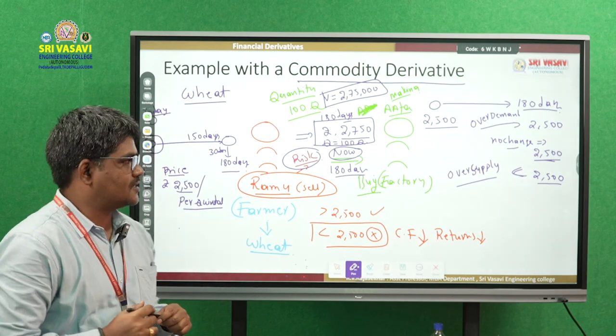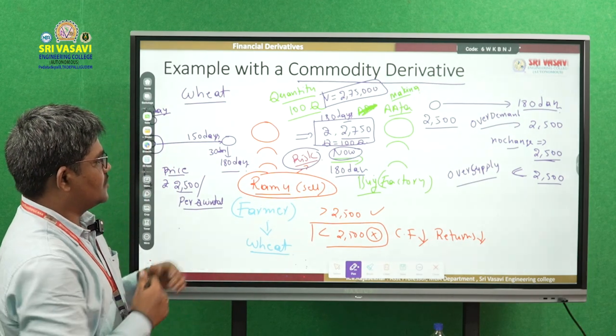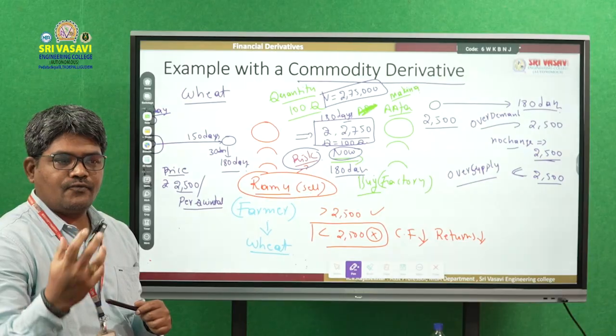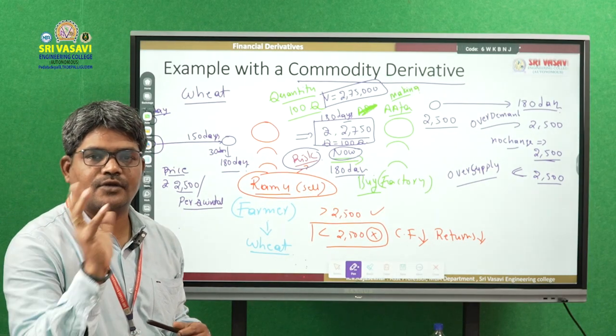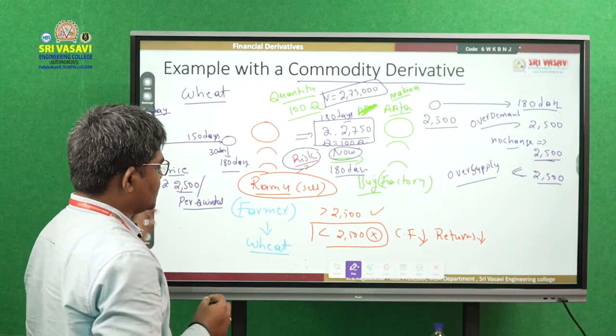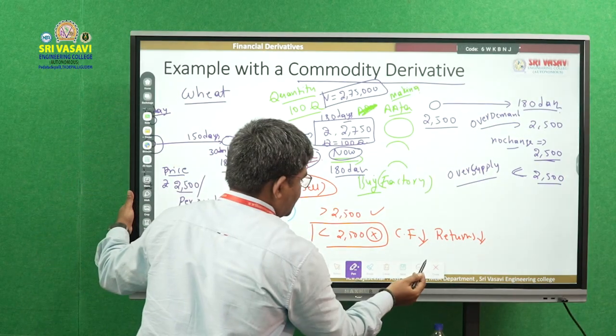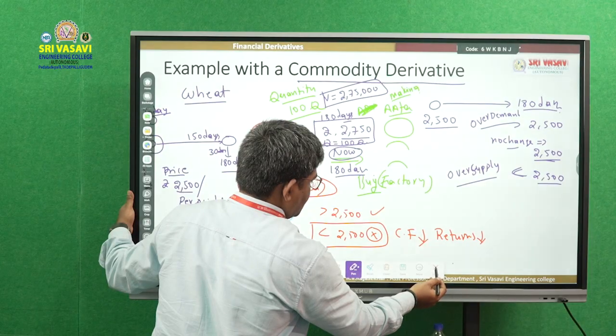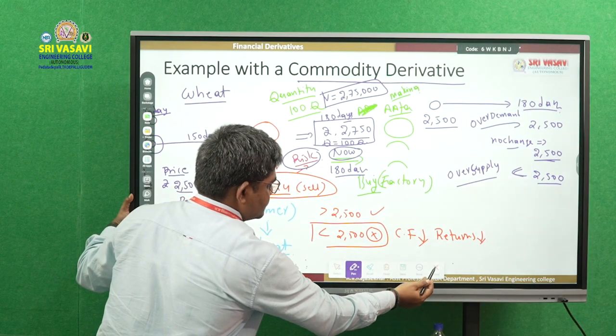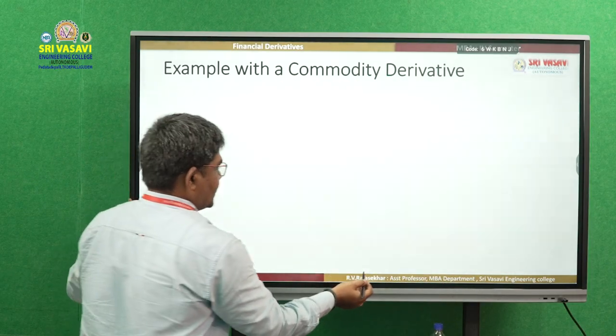Here are the things you need to understand about what is involved in this contract. Before that, let us understand what is going to happen after 180 days. Now, let me clear this. And again, I want to write the contract terms.